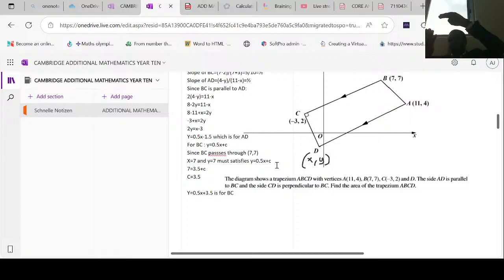So those two lines are parallel. That's why their slope, the gradient, is the same, but their intercepts are different. Of course, it makes sense because 3.5 is the higher intercept. That's why you see that BC is up while AD is down.